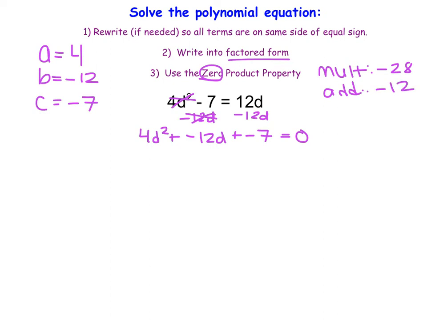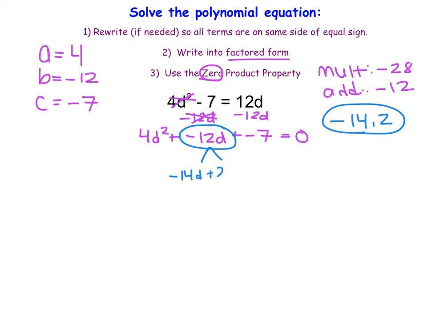So as I start thinking these through, I need 2 numbers that multiply to negative 28 and add to negative 12. And I think of those factors of negative 28, and I eventually discover that the two numbers that make this true are negative 14 and 2. When multiplied together, those two numbers give me negative 28, and when added together, those two numbers give me negative 12. So I'm going to rewrite this negative 12d as negative 14d plus 2d. And then I have 4d squared out in front, and negative 7 equals 0 on the back.